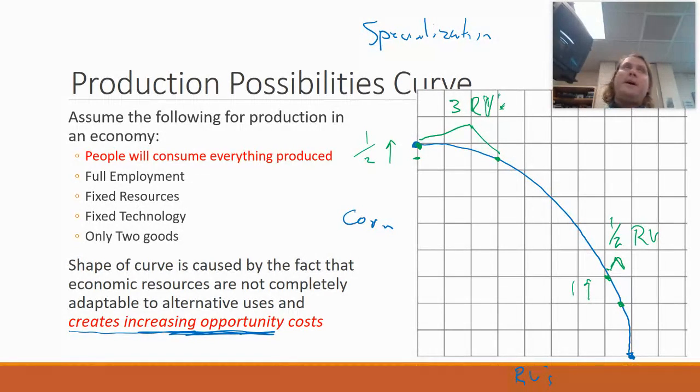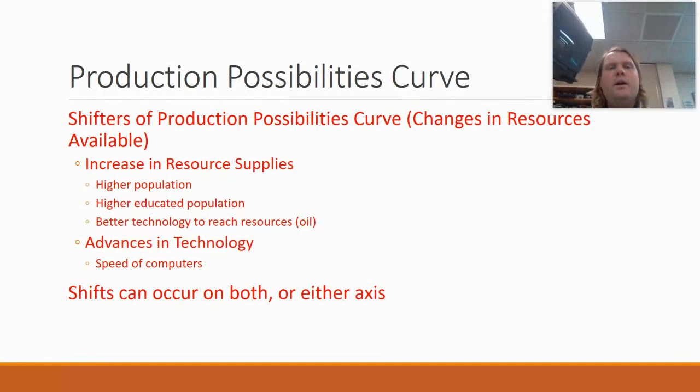Because again, if I try to use all those resources that have different abilities, I can try to do that, but it's not going to necessarily be cost efficient, right? Cost effective. All right. Now, the last concept that we're talking about is that we can shift our production possibilities curve. Okay, and that can come in the form of having these things change.